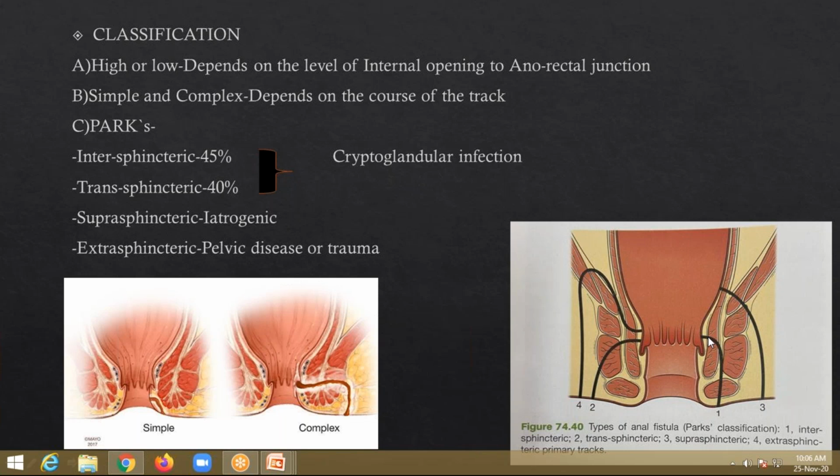So the tract in the intersphincteric type goes through the intersphincteric plane, passing through some fibers of the subcutaneous part of the external anal sphincter. Whereas in the transsphincteric, see, it is going through the internal sphincter, passing through the deep and superficial part of the external anal sphincter, but it is not coming in the intersphincteric plane. It is trans through the internal and external anal sphincter. Next, for these two, intersphincteric and transsphincteric, the causes are the cryptoglandular theory, intersphincteric gland infections.